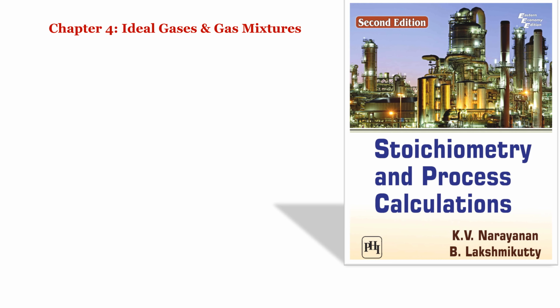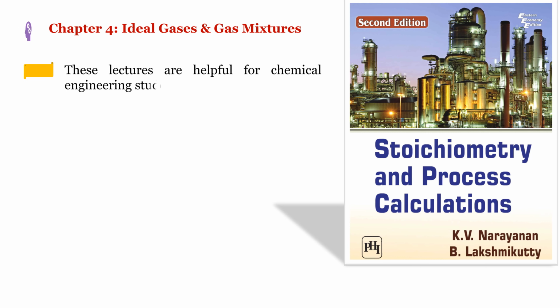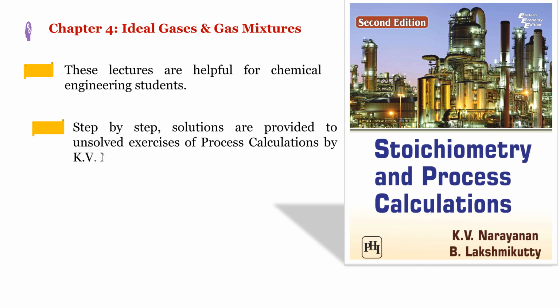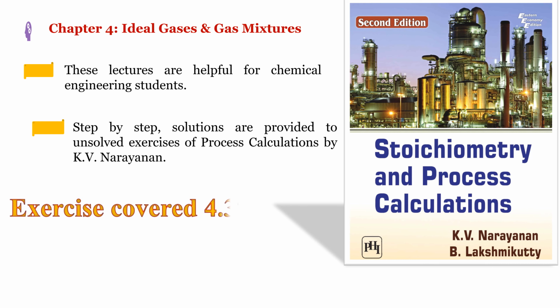In this lecture series, we will solve the unsolved problems of a famous book, Stoichiometry and Process Calculations by K.V. Narayan. These lectures are helpful for chemical engineering students because process calculations is a core subject for the chemical engineering branch. During the lecture, step by step solution will be provided. In this lecture, exercise number 4.37 to 4.39 will be covered.